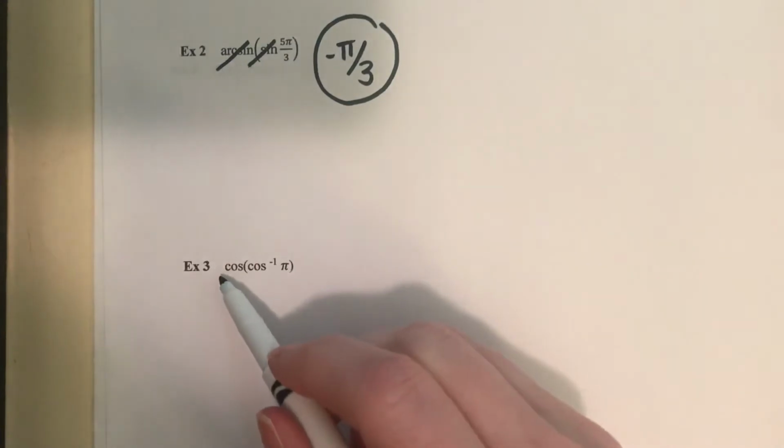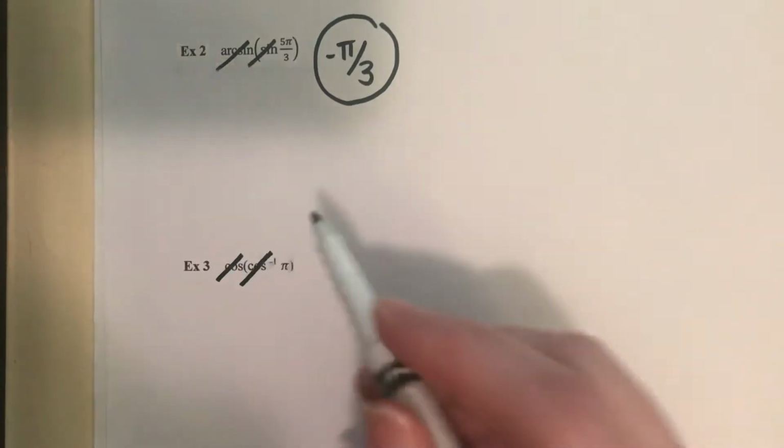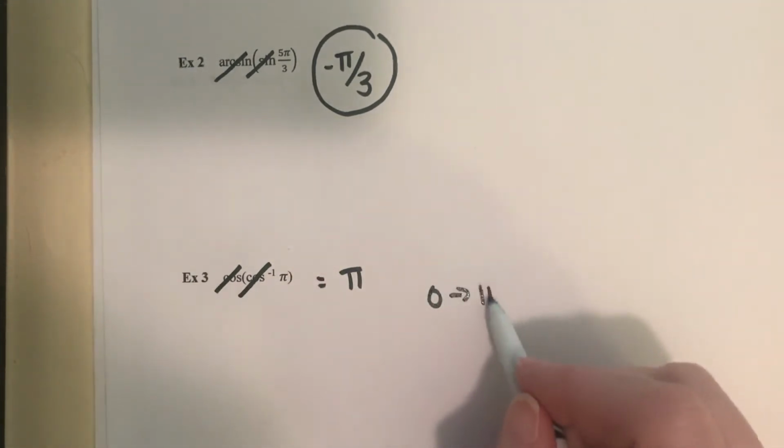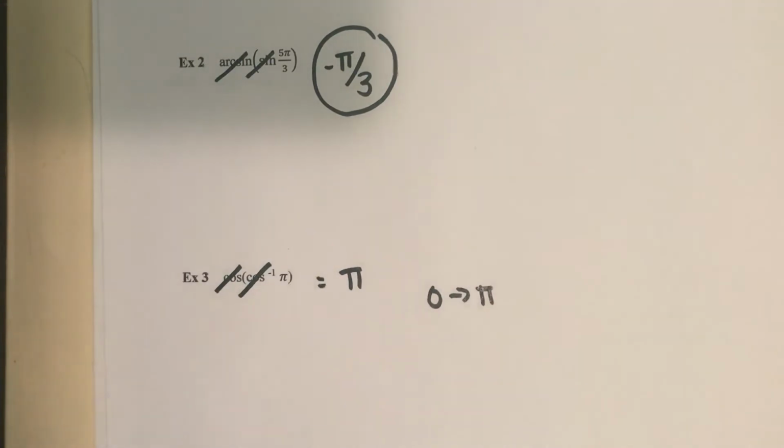Okay, so now let's look at number 3. We have cosine of inverse cosine of pi. They cancel. We're left with pi. And I'm going to check. Cosine goes from 0 to pi. So it looks like that would be okay. But technically, it's right at an endpoint.